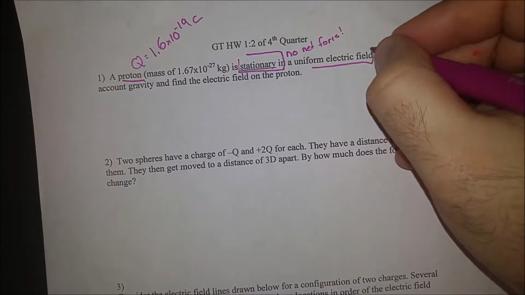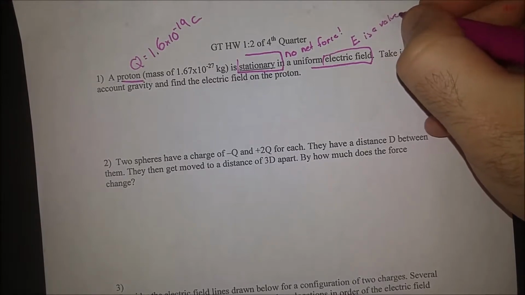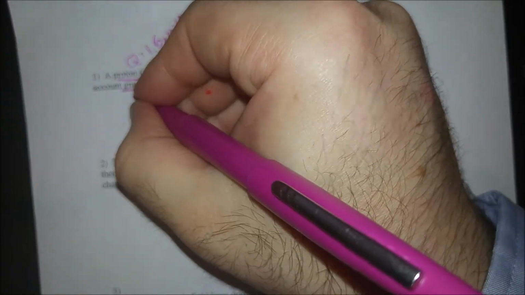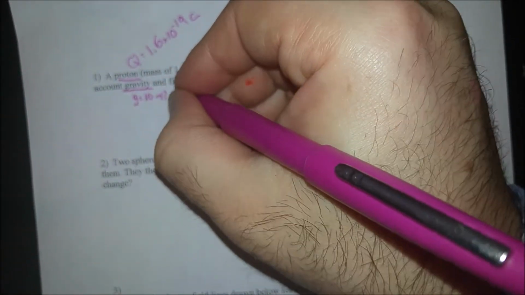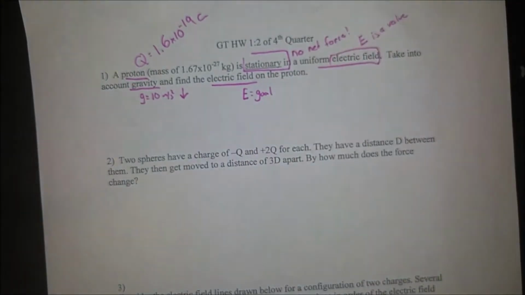Uniform electric field. That means the electric field is not changing. It's a single value. It doesn't change based on distance. It's just a number. Take into account gravity. Okay, gravity is negative 10 or just 10 downward. I don't care about negative and positive when it comes to charge. And I'm going to find the field, which is letter E.